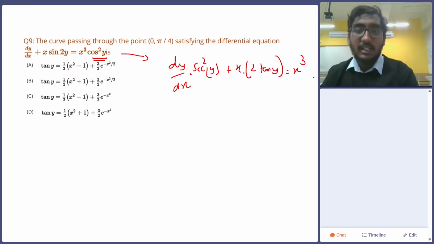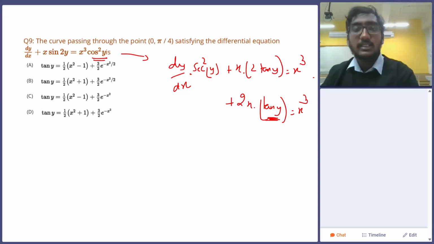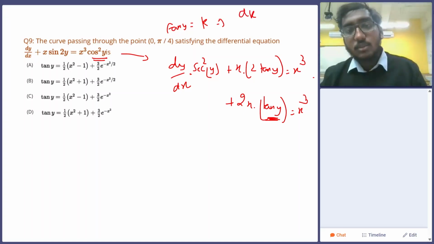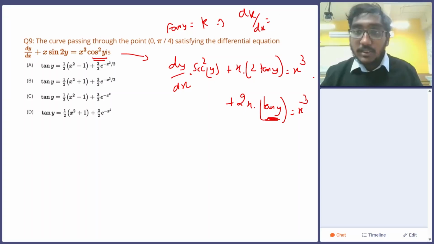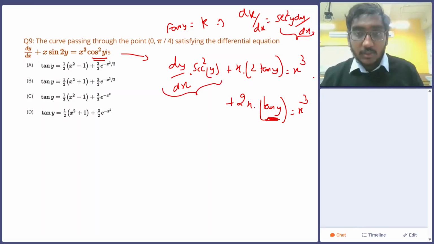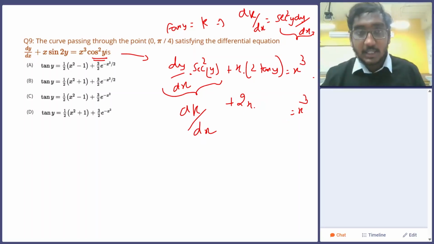And let's say that we will write it in this way: 2x into tan y, okay? This is x cube, okay? Let's say tan y is some variable parameter. Let's say tan y is k, okay? If tan y is k, so what will be the value of dk by dx? It will be secant square y times dy by dx, right? So this is the value which exists over here. So this is basically dk by dx, and instead of tan y, you just replace it as k, okay? Because we have assumed it as k, okay?